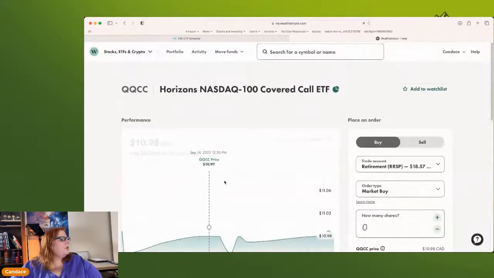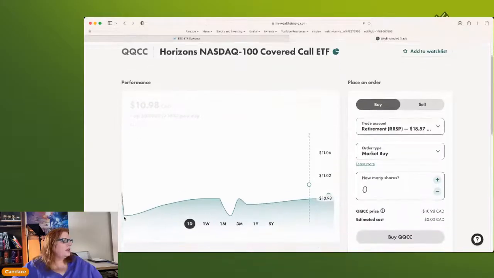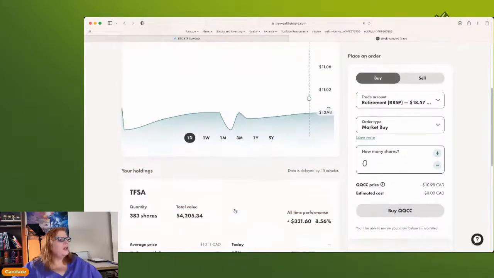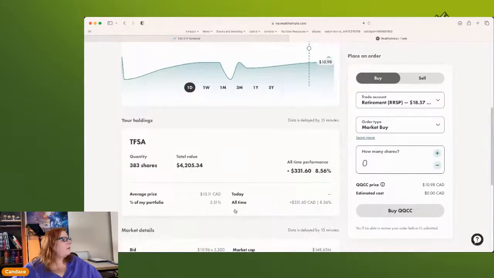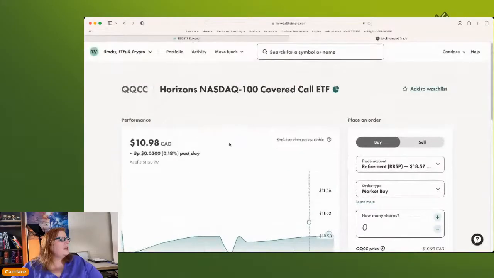This here, QQCC. This is one that I started stacking. You can sort of see when I started. Actually, you can't. It doesn't really show. I wish it would give a date as to when I first bought my first stock in them. But I bought 383 shares, and this one here is up 8.56%, so $331.60. This here, QQCC, Horizons NASDAQ 100 Covered Call ETF. I got in, let's just say, at the right time, just before the NASDAQ absolutely exploded. So that's kind of a great thing.